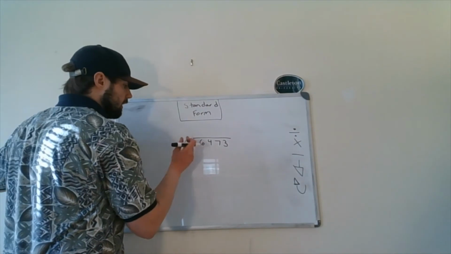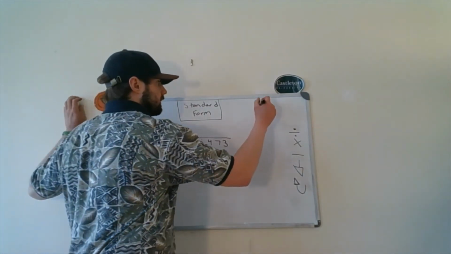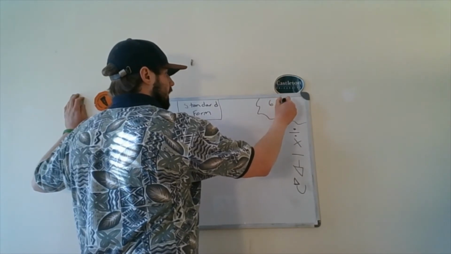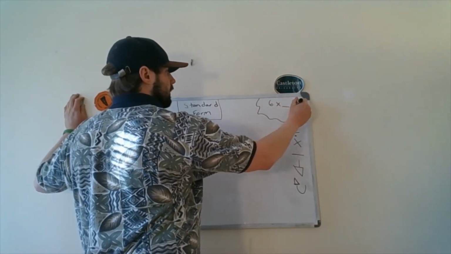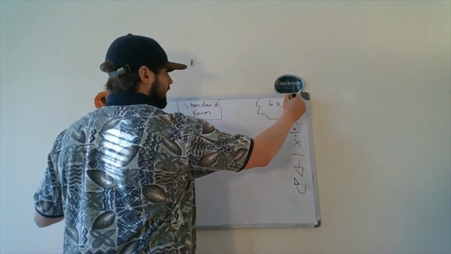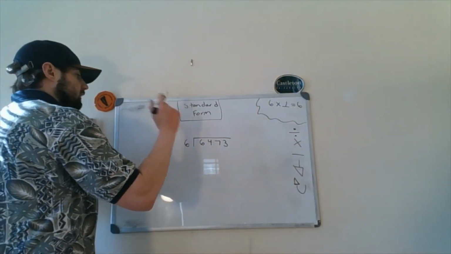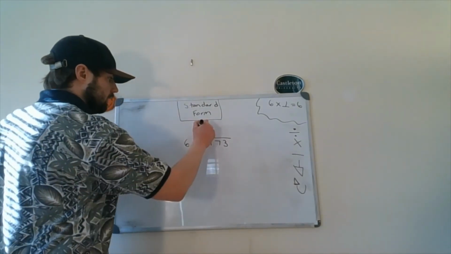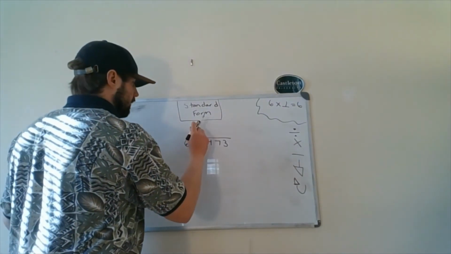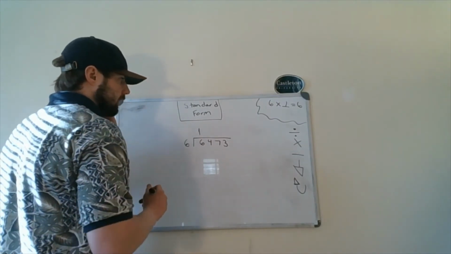The thousands. Can 6 go into 6? In my thought bubble, I am thinking 6 times a number equals 6. Can 6 go into 6? Absolutely can. 6 times 1 equals 6. But I'm in the thousands place. 6 can go into 6,000 1,000 times equally.